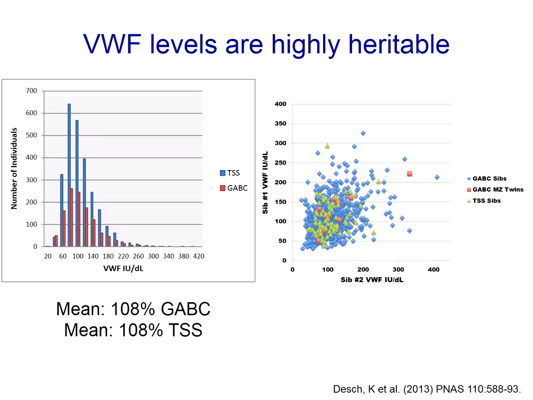If one looks at concordance of VWF levels between siblings, that's what's shown here on the right, they're highly concordant. And from this, in fact, we can estimate that the heritability of VWF levels is somewhere in the order of 70%. If you look at the orange squares, these are identical twins, and you can see their levels are even more concordant as one would expect.